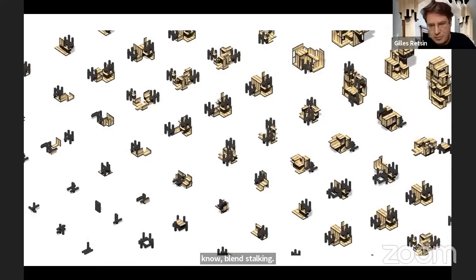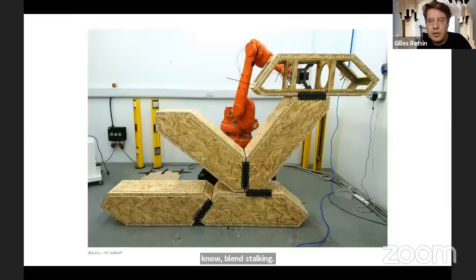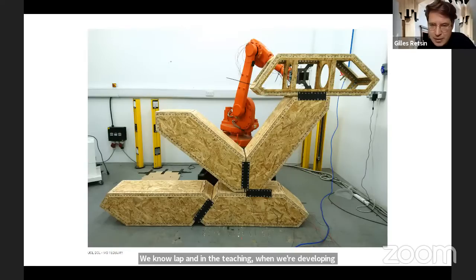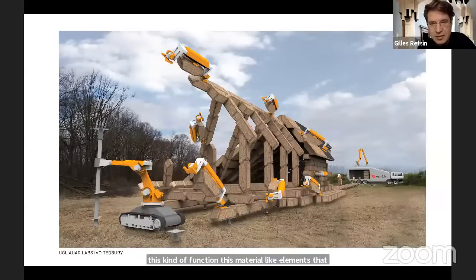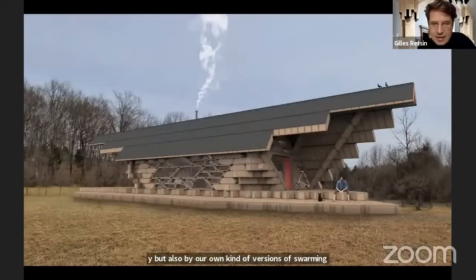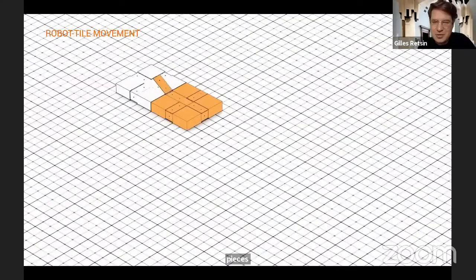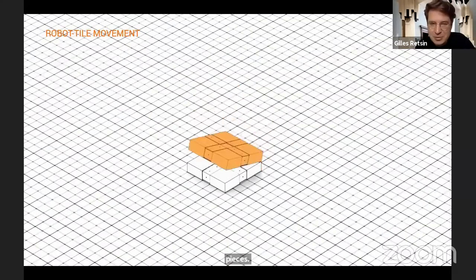So this is work that we've been investigating now for a number of years at the Bartlett School of Architecture with our lab and in the teaching, where we're developing these functionless, material-like elements that can be assembled by robots, by industrial robots today, but also by our own versions of swarming robots that can assemble those bits and pieces. And this one I always like to show, which we call the pizza bot.